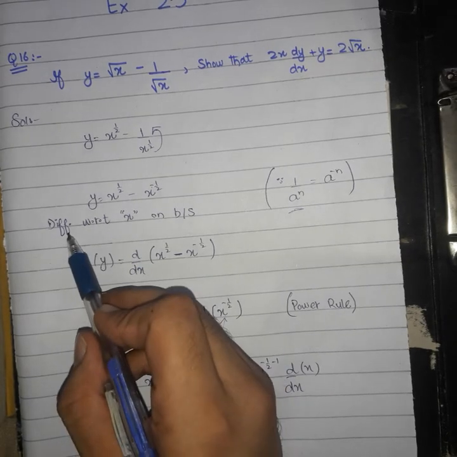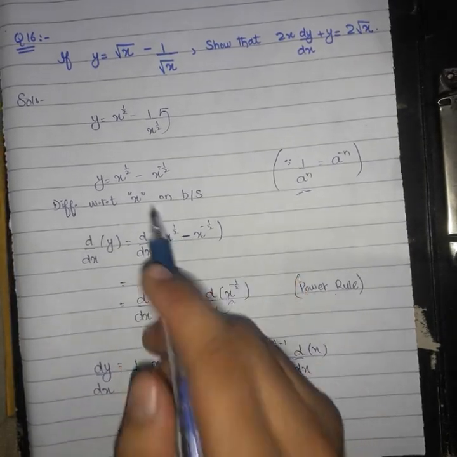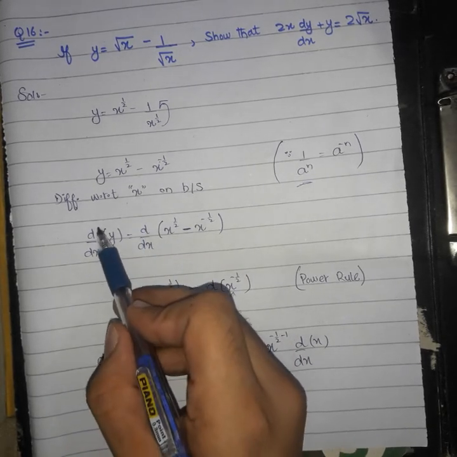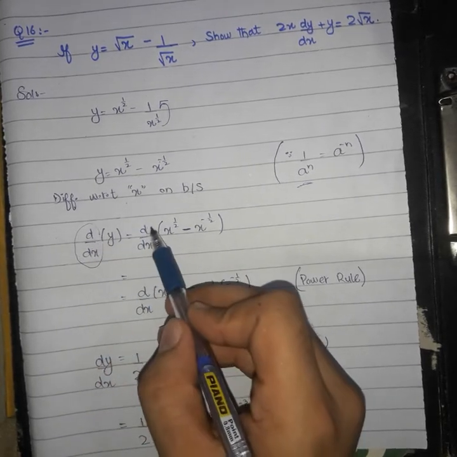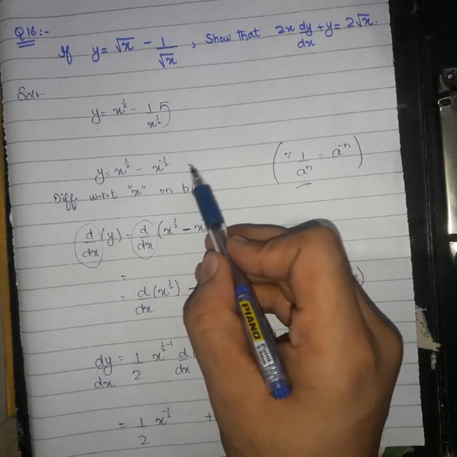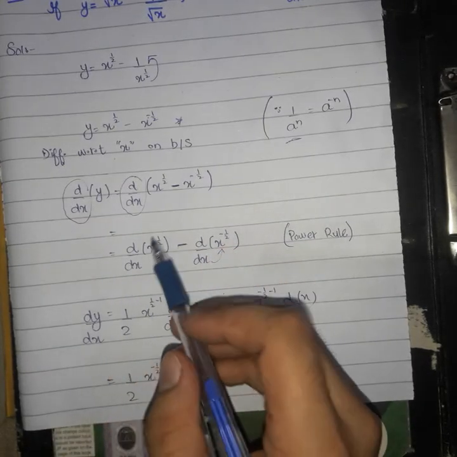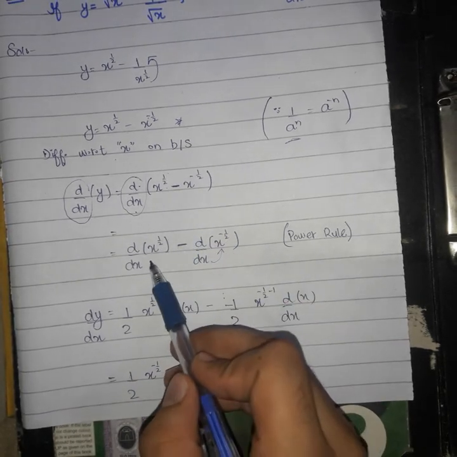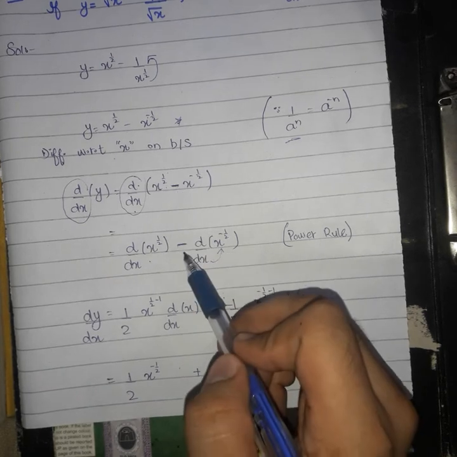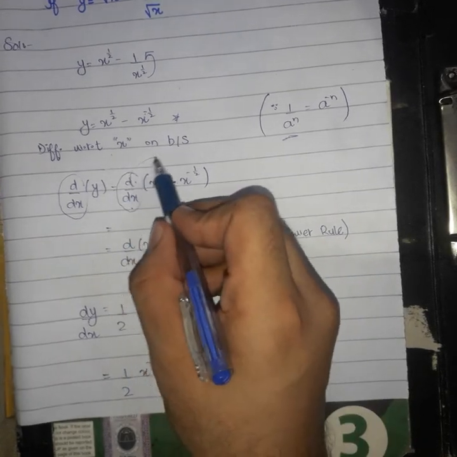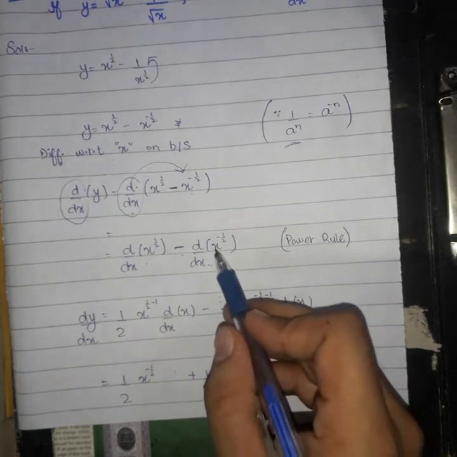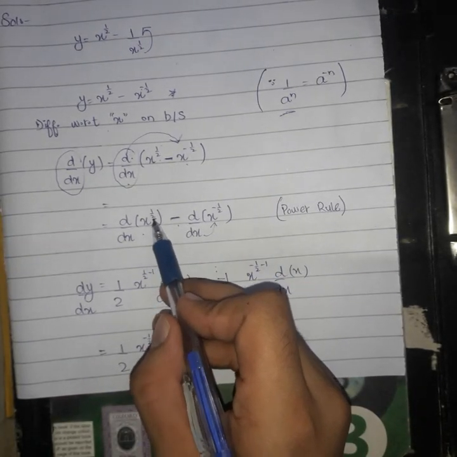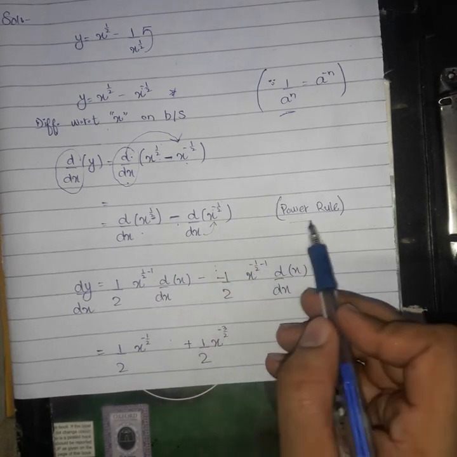So I write here differentiate with respect to x on both sides, and after writing this sentence I apply operator d by dx on both sides of this equation. Now this d by dx multiply x to the power 1 over 2 is written as it is, the negative sign as it is, and this d by dx apply onto the second function. So we have to see here power 1 by 2 and here negative 1 over 2. So we apply power rule.